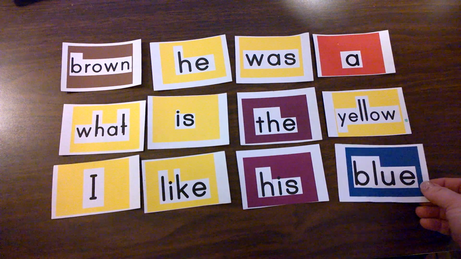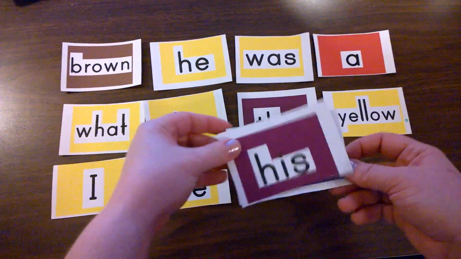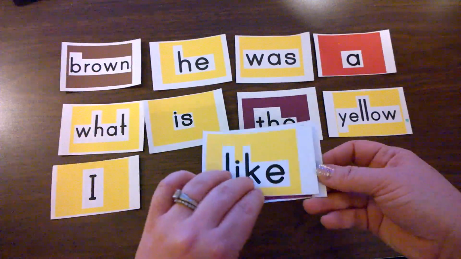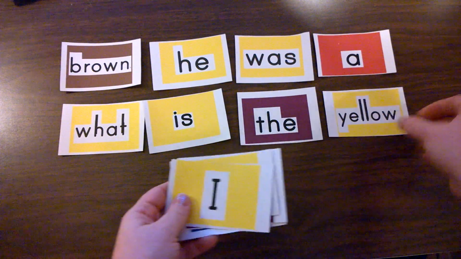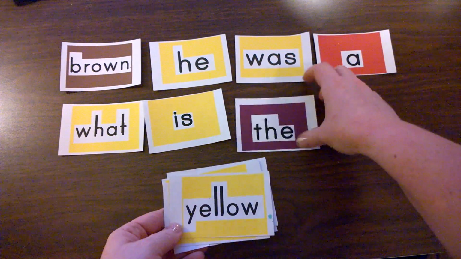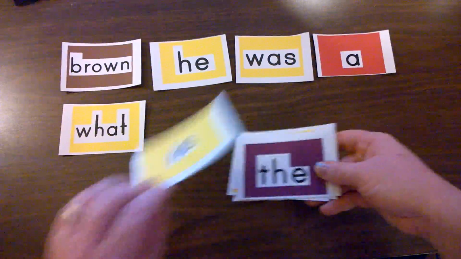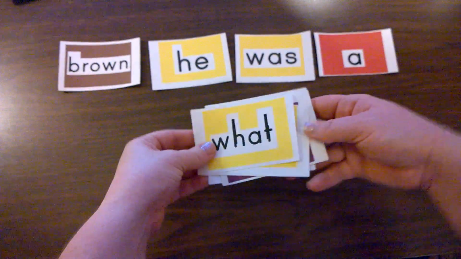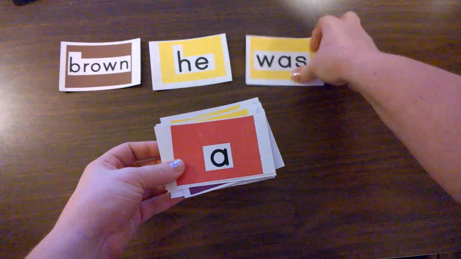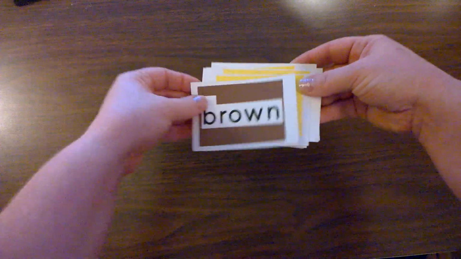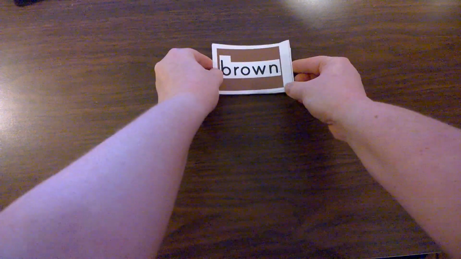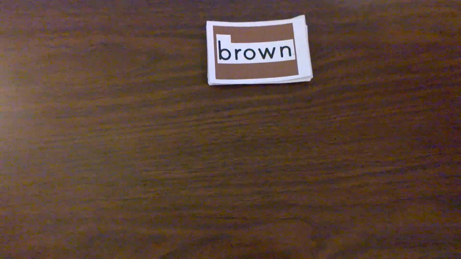I hope that you enjoy learning the words blue, his, like, I, yellow, the, is, what, a, was, he, and brown. We'll learn to spell and say and even write each word.